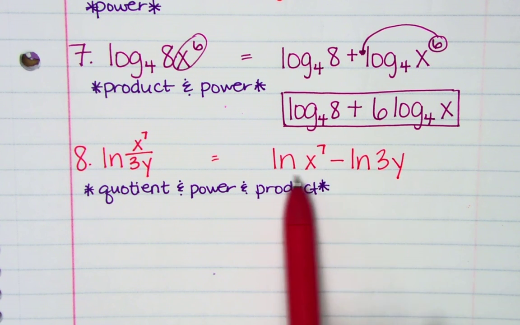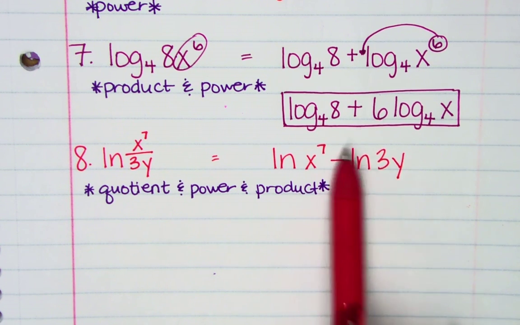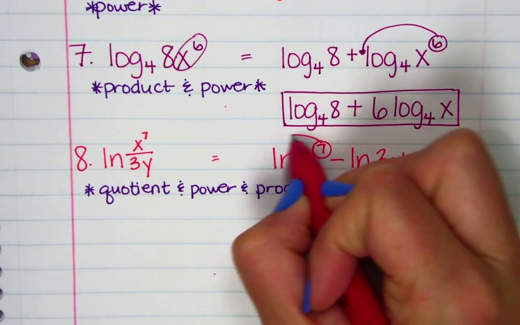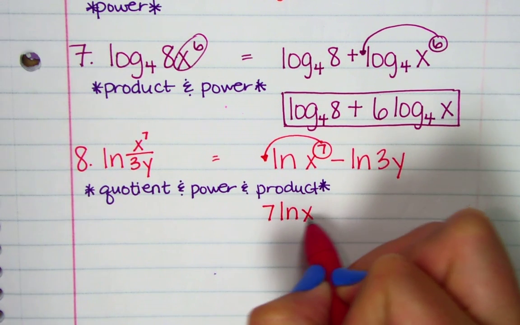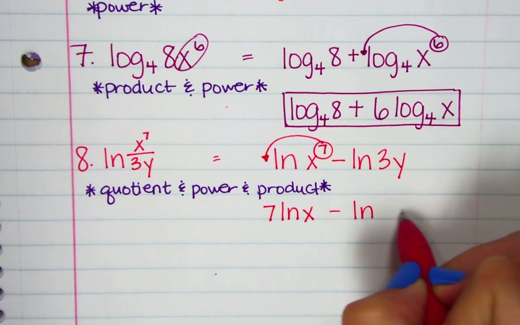I would start with this one. What do I need to do here? Move the 7 out front, right? Move the 7 out front. So I'm going to bring it down here. 7 ln x minus natural log of 3y.